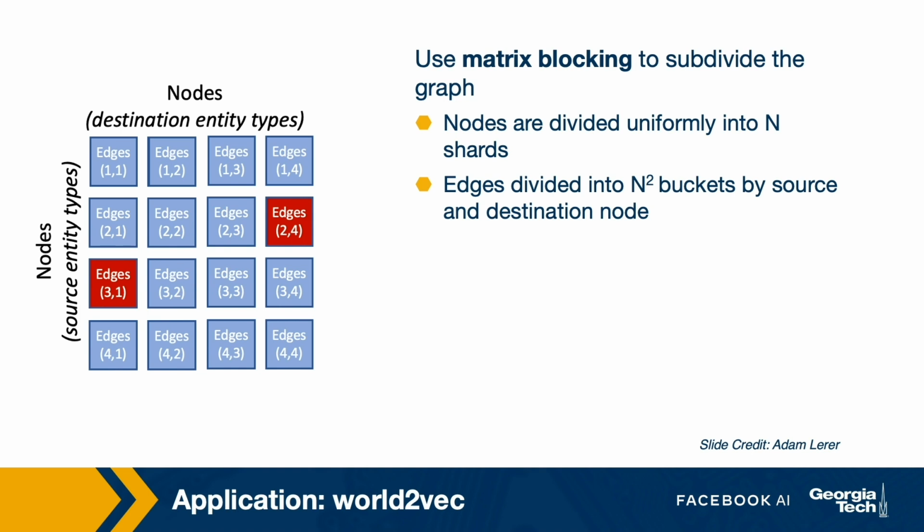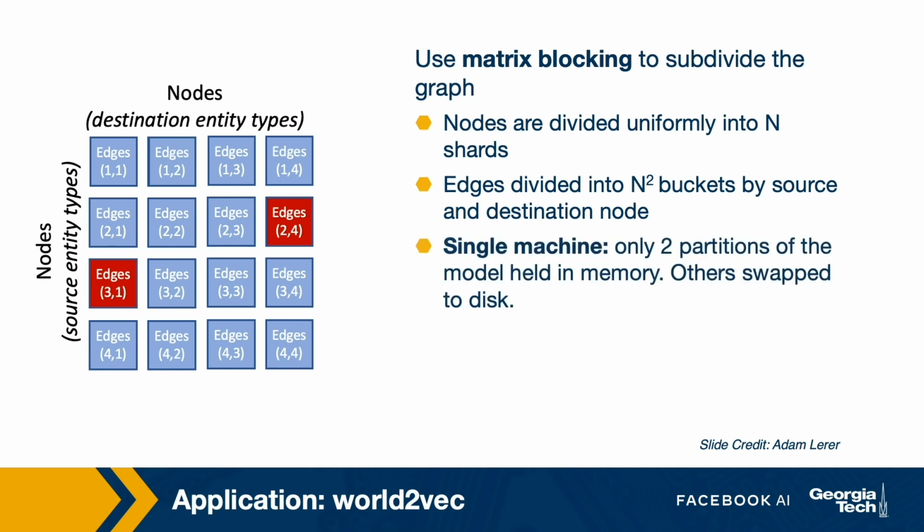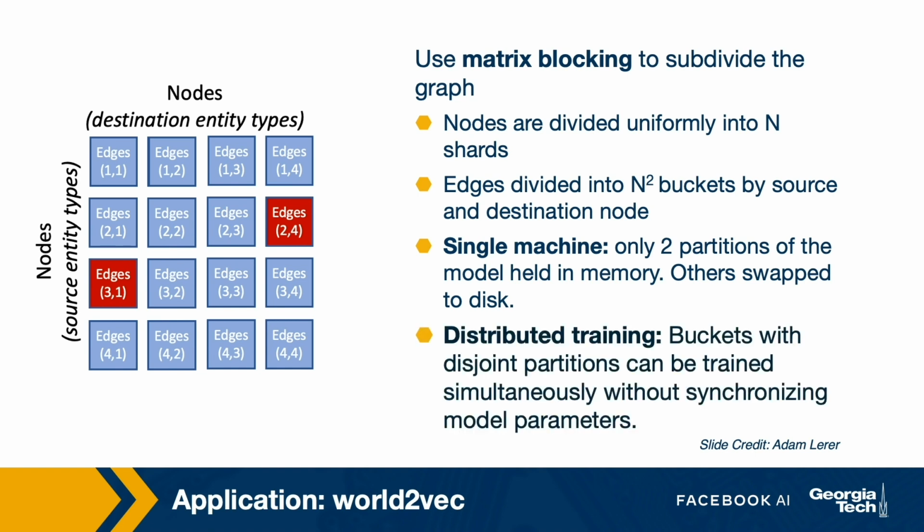The benefit of partitioning the graph into smaller chunks is that we can handle one chunk at a time. In single machine training, we only take one bucket of edges and then train on those edges. So only two partitions of the model are held in memory and the others are swapped to disk. This can save a lot of memory usage and allows us to train really big models. And in distributed training, buckets with disjoint partitions can be trained simultaneously without synchronizing model parameters. So this allows us to train the model in parallel with multiple machines and be really efficient.